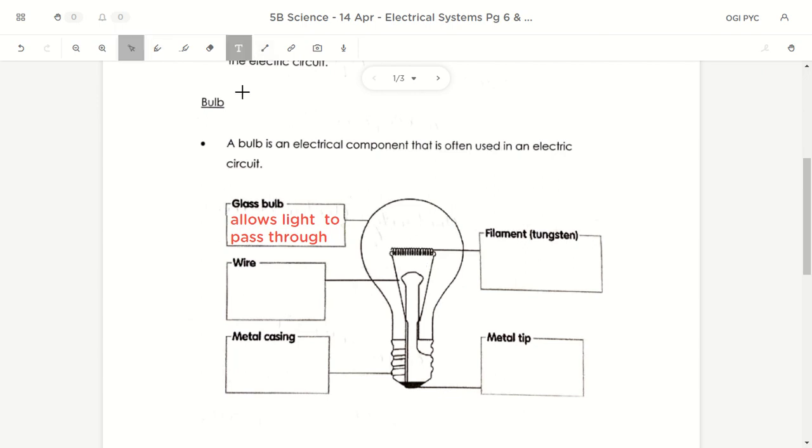Wires, on the other hand, are quite straightforward. Wires allow the electricity to pass through. They allow the electric current to pass through.